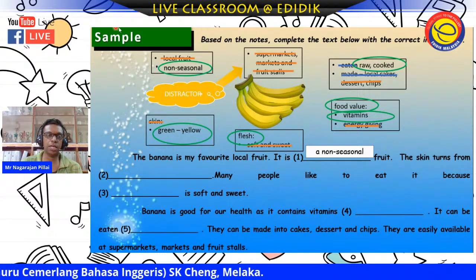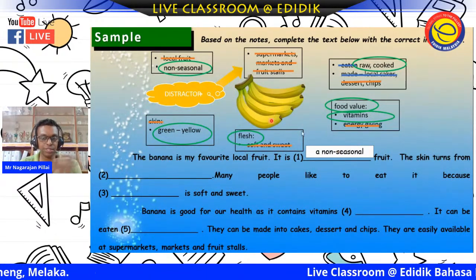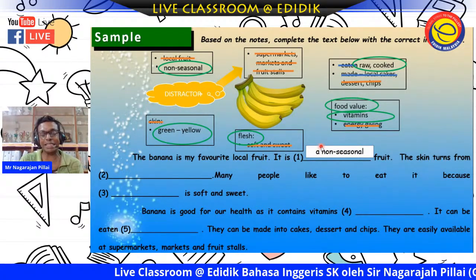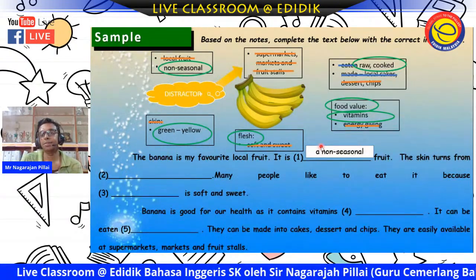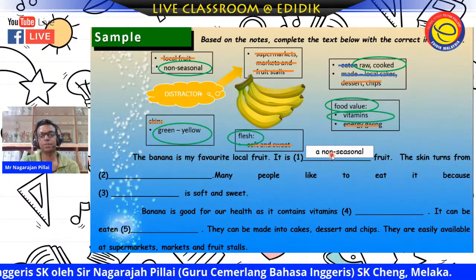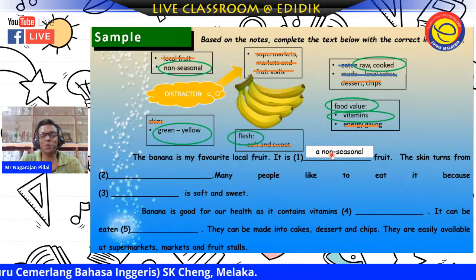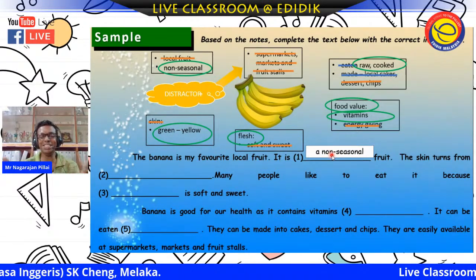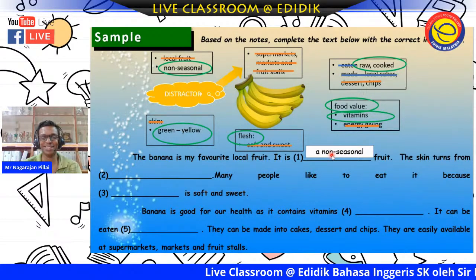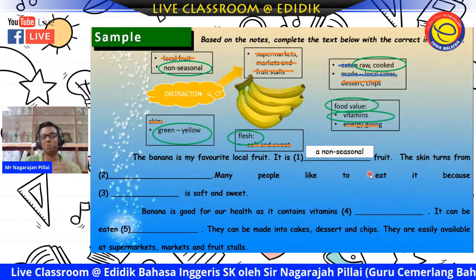Now, if you see here, we have non-seasonal. We have used the word non-seasonal, but we added something before it. We added the word a. Why? This is information transfer. Why do we have to add something? It's simple. We don't give you such an easy question for you to just copy and transfer the words. It will be very easy, right? So you need to add something to make the sentence complete.